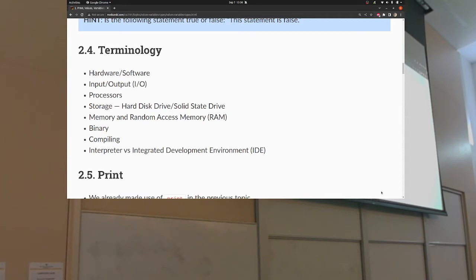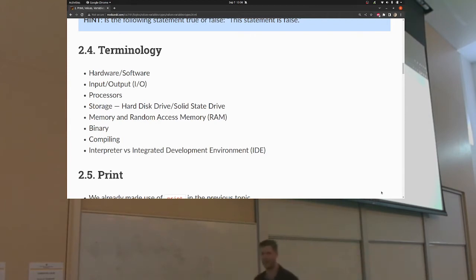Hardware versus software. This one's easy. Hardware is like your physical stuff, like your laptop, your keyboard, your screen. And the software is like the programs, right? What else do I have there? Input, output. Input is a way to input information, and output is a way to output information. Like input, keyboard, right? I can put information in. Monitor, like your screen, it puts information out.